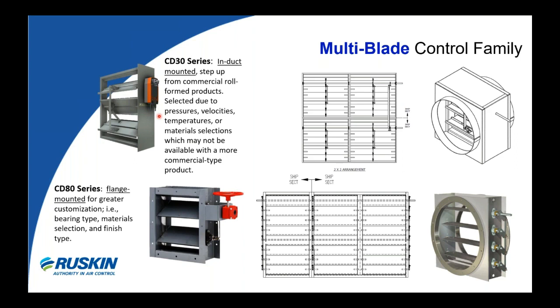CD30 series dampers are available in multi-section configurations with shipping sections easily connected by jackshaft crossover linkage, as shown here, and splice plates in the field. Ruskin also provides transitions for the CD30 series units when multi-blade airflow control is preferred in a round duct application.